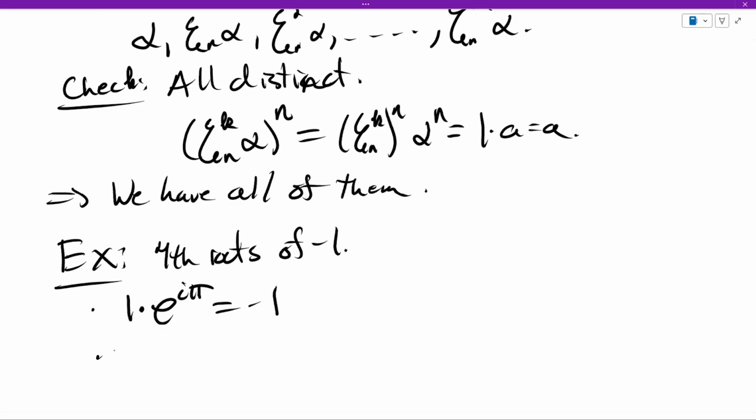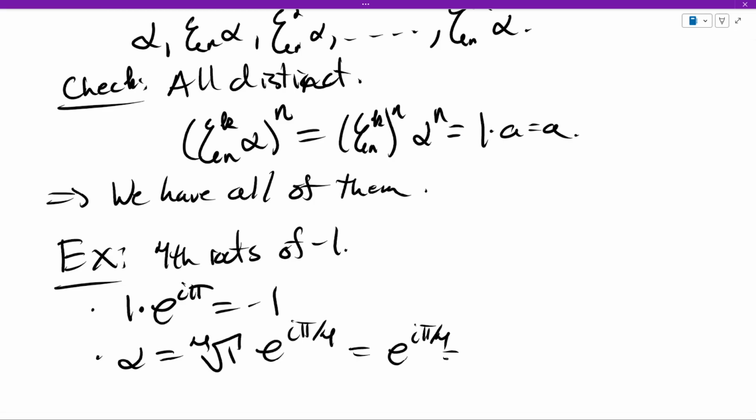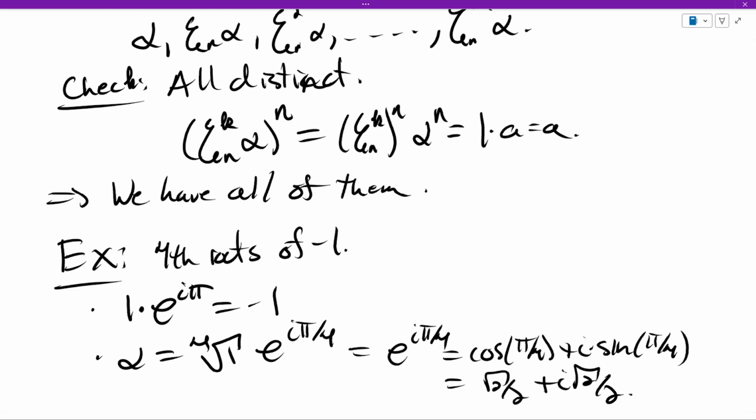So one of our fourth roots is going to be: take the real fourth root of 1 and then e to the i pi over 4. The real fourth root of 1 is 1, so we just get e to the i pi over 4. Which if we wanted to, we could write out as cosine pi over 4 plus i sine pi over 4, which we could compute as root 2 over 2 plus i root 2 over 2. And if you take that binomial expression to the fourth power, you indeed do get -1. Okay.